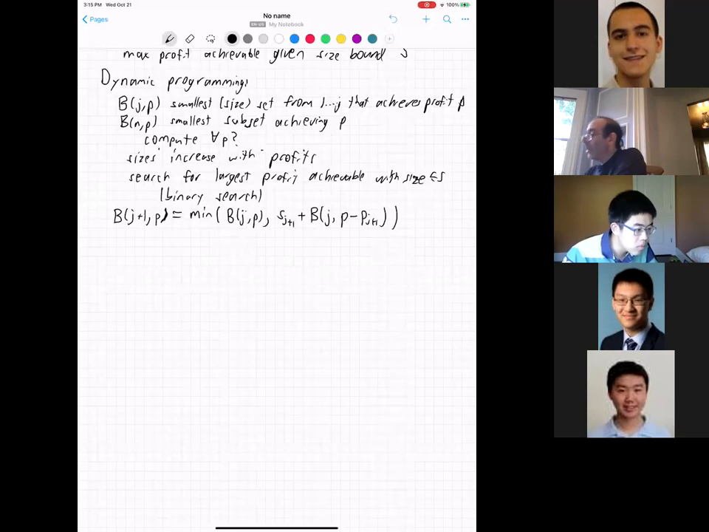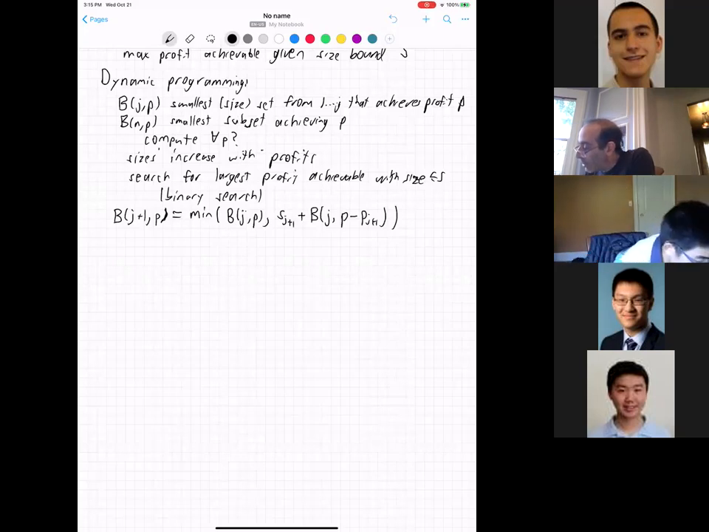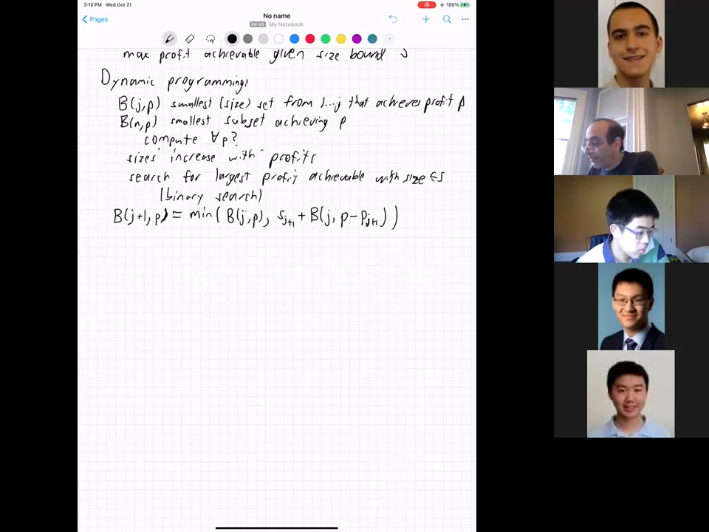Okay. So I want everybody to look at this and make sure they believe this recurrence, right? To get the optimum profit for the first j plus 1 items to achieve profit P, the minimum size involves looking at what size you need to achieve profit P from the first j items, and also what size you need to achieve profit P minus P_{j+1} from the first j items, and then you just put those two things together to give you the optimum for this subset. Any questions about that?